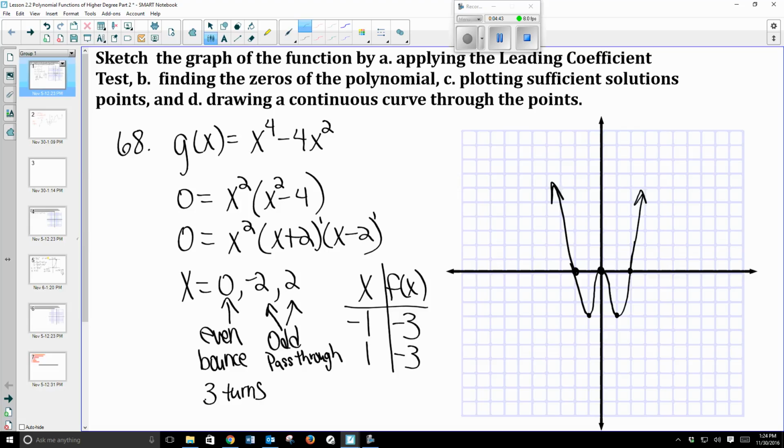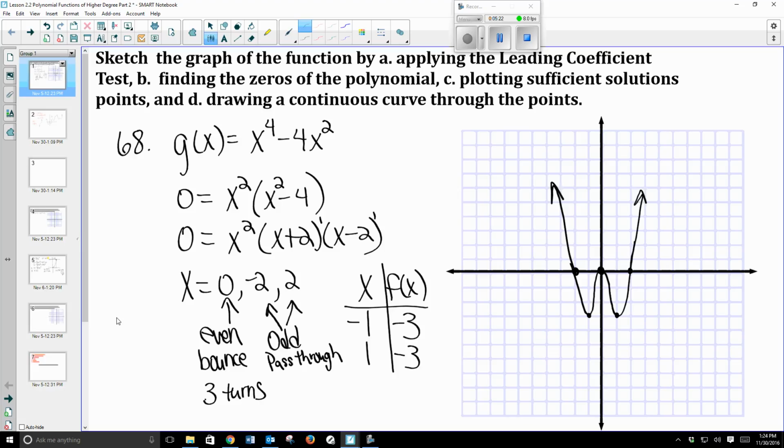The multiplicity tells us what happens at the zeros. If the exponent is 1, it passes through. If the exponent is even, it bounces. If the exponent is odd and not 1, it wiggles. A wiggle looks like a pass-through. So odd looks like a pass-through, but because it's not 1, it's going to wiggle a little bit through it, like if it's 3, 5, 7.